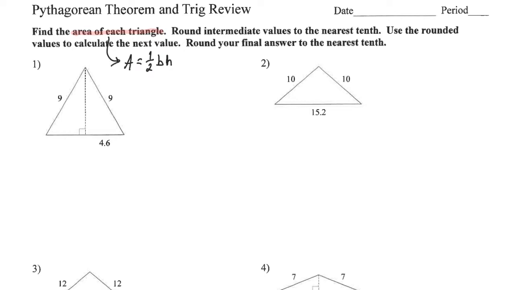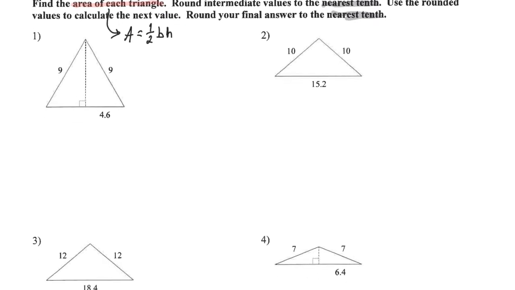Let's keep reading the directions here. It says round each intermediate value to the nearest tenth. Use the rounded values to calculate the next value. Round your final answer to the nearest tenth. So while we're going through and solving this, we have a few steps, and each step you're going to round to the nearest tenth and then use that for the next one. So let me walk you through a couple of these. I'll get you going at least.